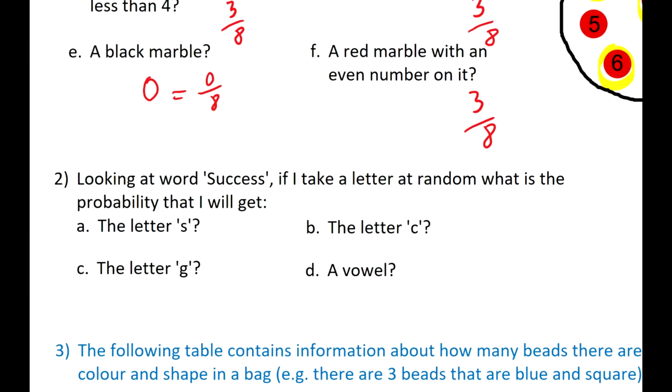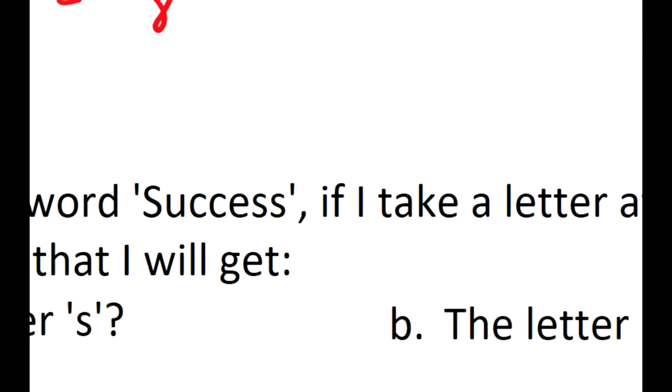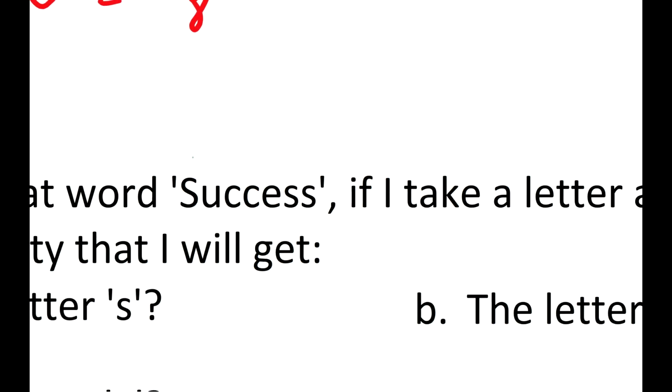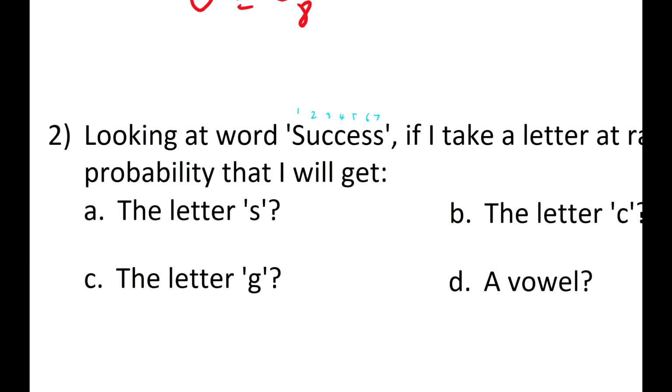Question 2. Looking at the word success, take a letter at random. What probability do I get the letter S? Same thing as before, we need to work out how many letters are in here total. So I have 1, 2, 3, 5, 7 letters, which means everything is going to be out of 7. If I look at success, there are 3 S's, so it's going to be 3 out of 7.